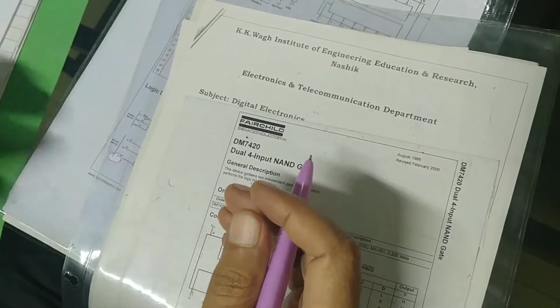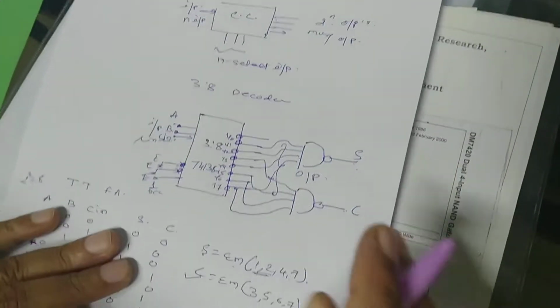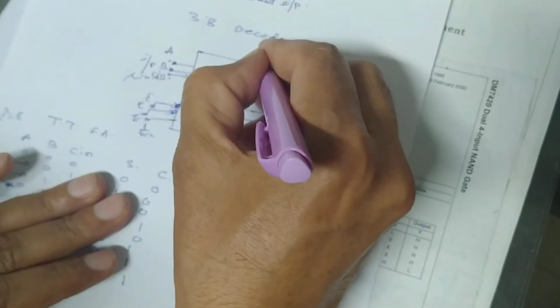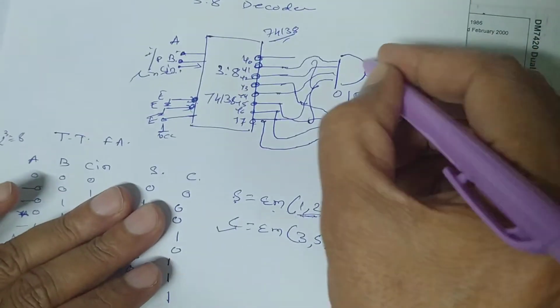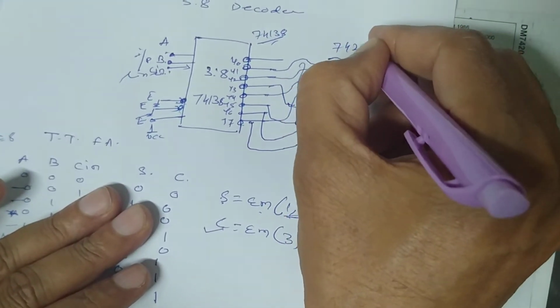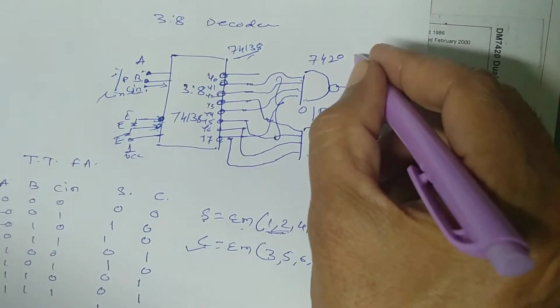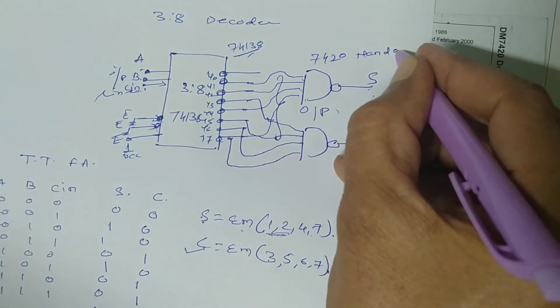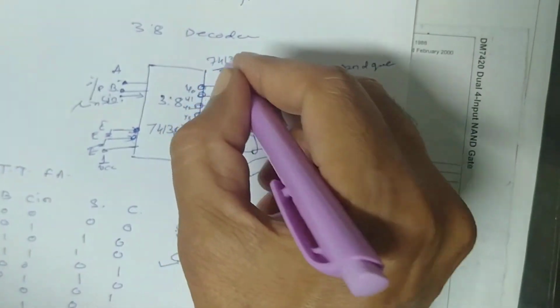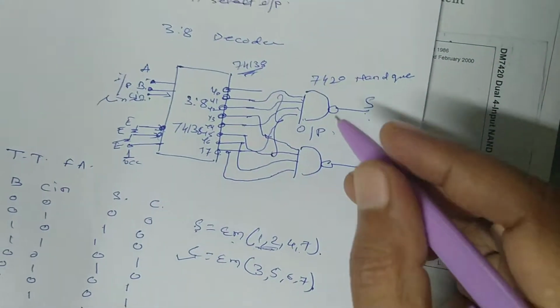So very first, for this we will require the IC 74138 and the IC 7420. These two ICs we will require. This is a 4 input NAND gate, and this one is the decoder IC, or we can say DMUX IC. Okay, we will take these two ICs.